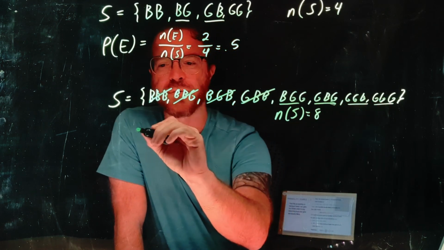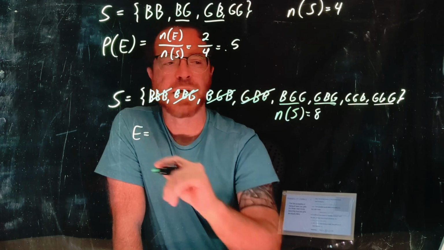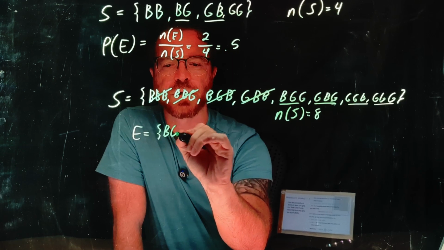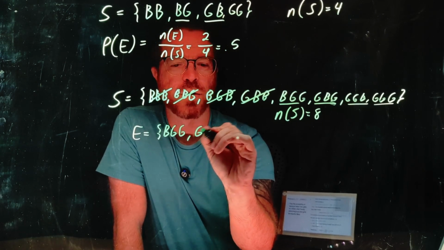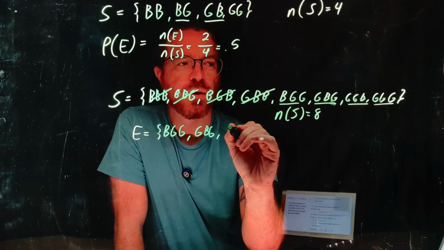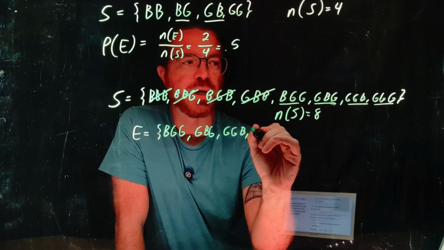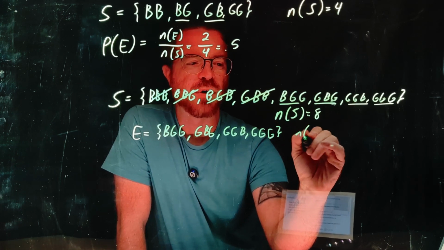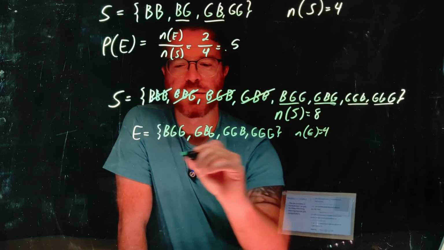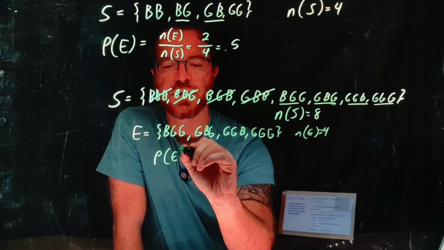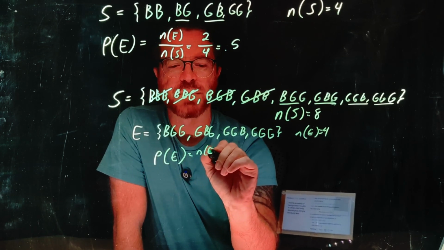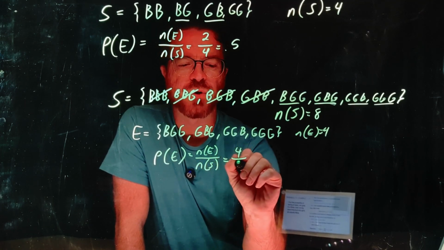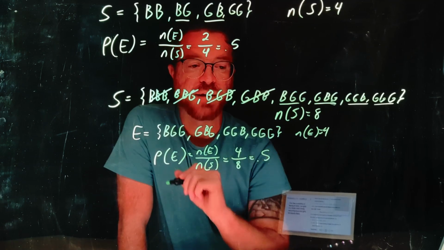So if our event is having at least 2 girls, that means it would be this event of boy girl girl, girl boy girl, girl girl boy, and girl girl girl. So the number of our event is equal to 4. In this case, our probability would be the number of outcomes in event E over the number of outcomes in the sample space, which would be 4 over 8 equals 0.5.